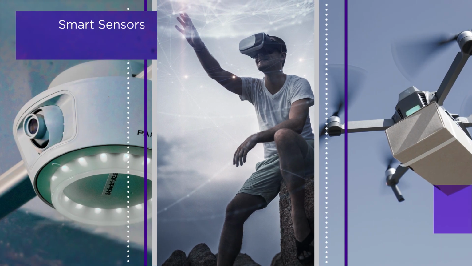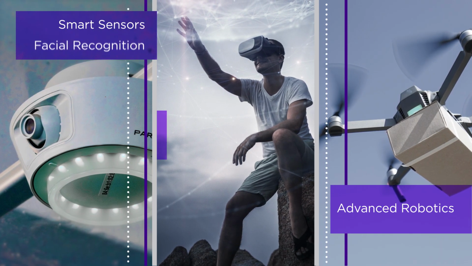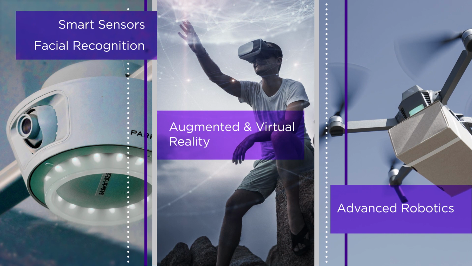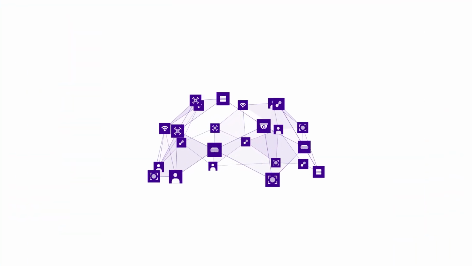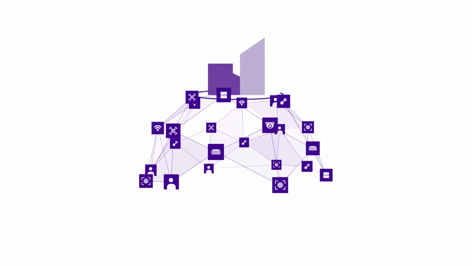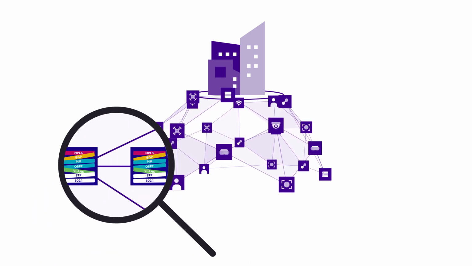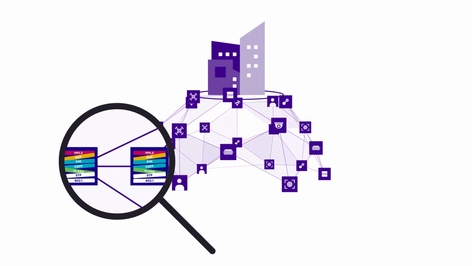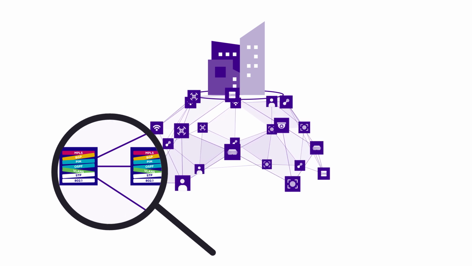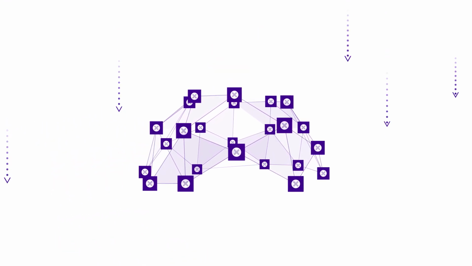From smart sensors to advanced robotics, facial recognition, augmented and virtual reality, technology and IoT are having a profound effect on your business. But is your network keeping up? Built node by node, application by application, protocol layered on top of protocol. It's the way it's always been done, but it's not working anymore.